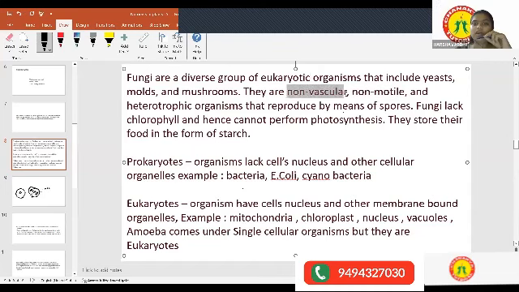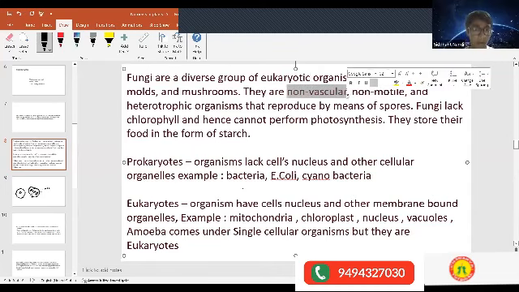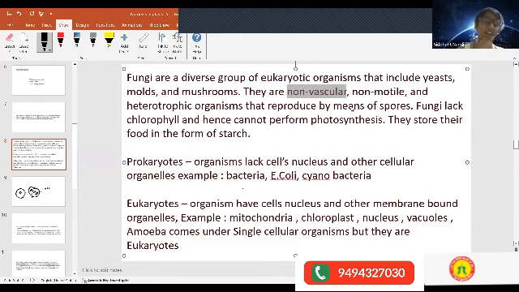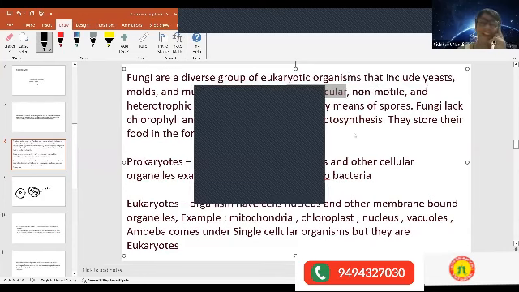What is non-vascular? Ma'am, let me guess. Non-vascular. What are vascular components in the plants? What is the vascular system? Ma'am, I don't know. Is it lacking blood vessels, or something related to blood?